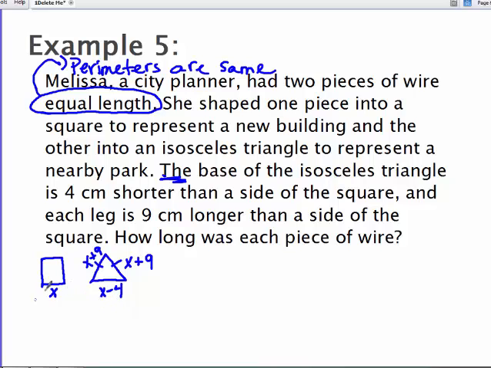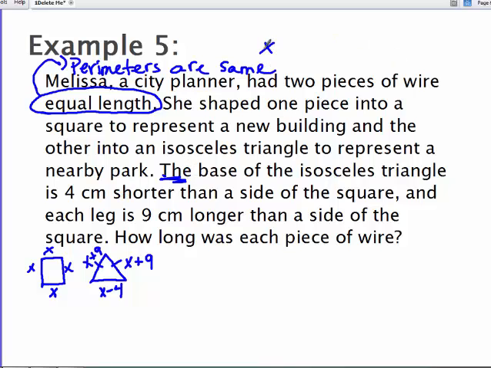Now you also have to pull on your geometry knowledge a little bit. If this is a square, that means every single side would be equivalent. They would all be x. Now there's no total. All we have left is our question. How long was each piece of wire? So we need to set up an equation either from other information or a total value that we would know off the top of our heads.